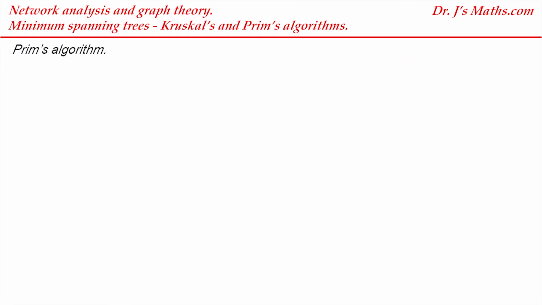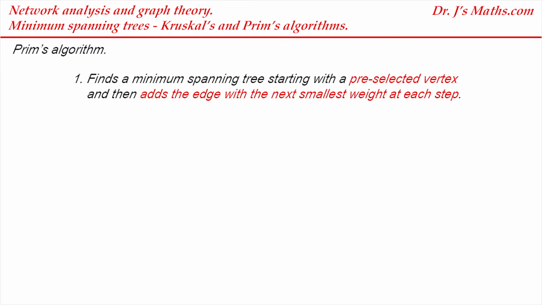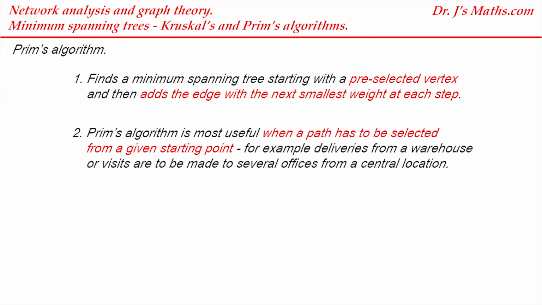Now for Prim's algorithm, it finds a minimum spanning tree starting with a pre-selected vertex, and then it keeps adding the edges with the next smallest weight at each step. Prim's algorithm is most useful when a path has to be selected from a given starting point. For example, if we're making deliveries from a single warehouse, or visits are to be made to several offices starting from a central location.